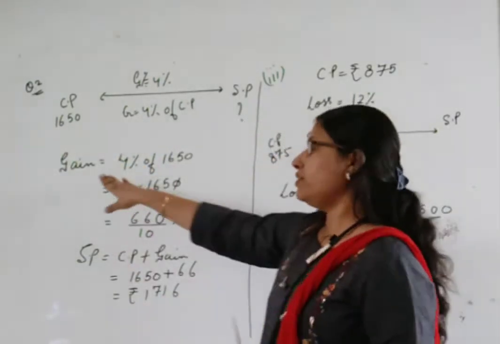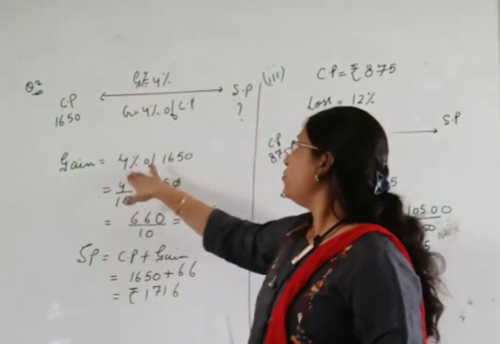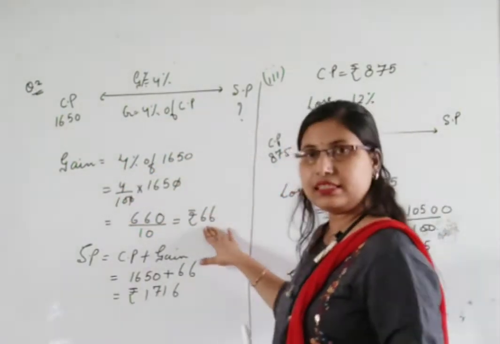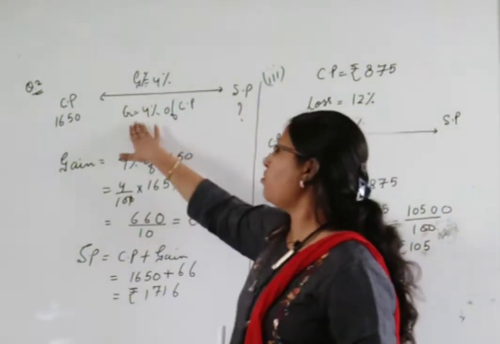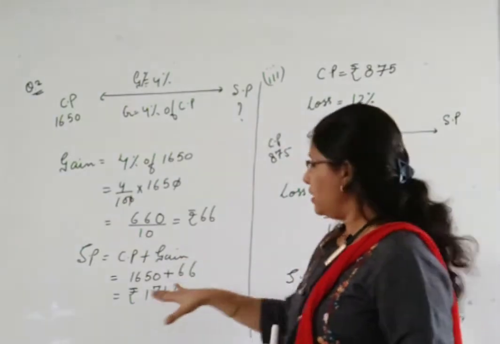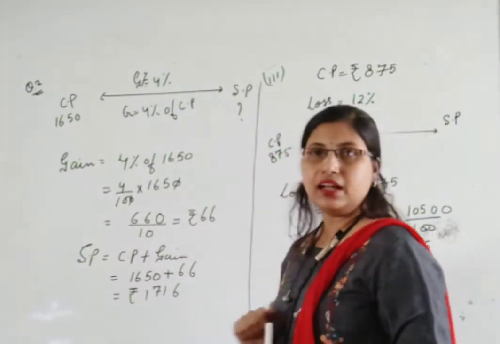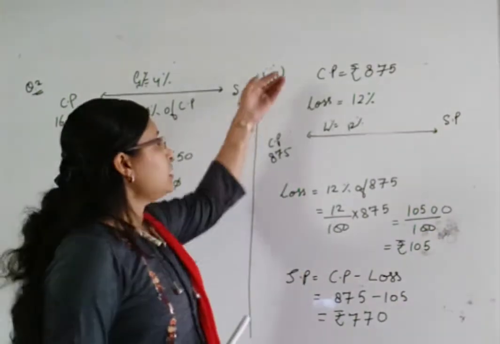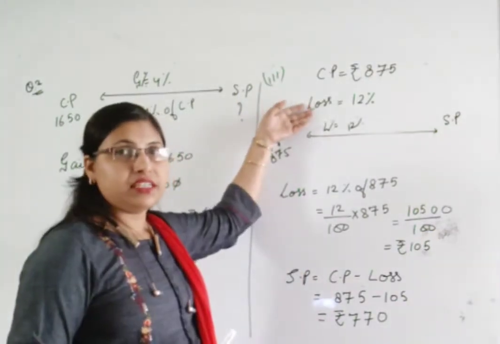Clear? So first of all we will calculate gain. 4% of 1650. We will get the answer 66. And after that profit we have to add in CP. The CP plus gain. So now we will add them. We will get the answer. Clear?